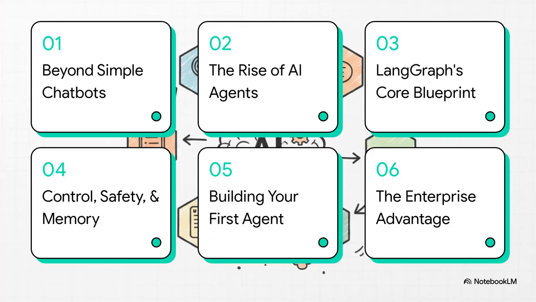So here's our roadmap for this session. First, we'll look at why our current chatbots are kind of hitting a wall. Then we'll dive into what makes a true AI agent so much more powerful. We'll break down the LangGraph blueprint, see how it lets us build in critical features like safety and memory, and then, we'll walk through exactly how to build our very first agent.